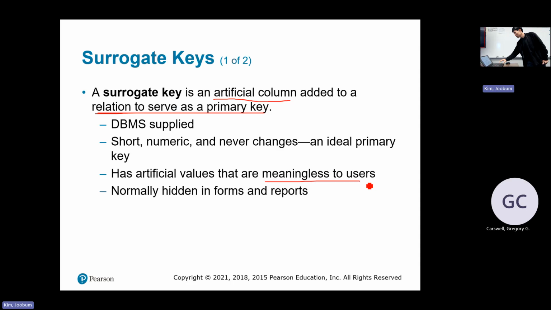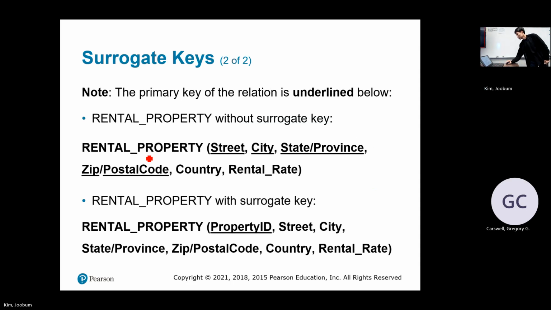So why do we need a surrogate? Think about if we want to create a rental property relation. In this relation, we can add several columns, for example street, city, state or province, zip or postal code, country, rental rate, and so on. Think about those columns. You have to select a primary key. Which column will be the primary key? You can choose.